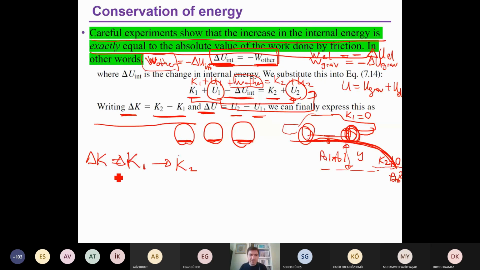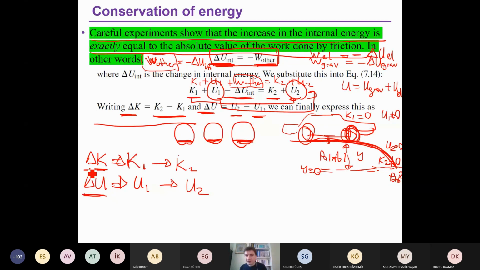What about delta U gravitational? Here, I don't have any elastic potential energy. In the delta U, I only mean the change in the gravitational potential energy. Here I have U1 and here I have U2. Here at the beginning I have U1, which is different from 0. Let's consider this is Y is 0. Then here in the second case, gravitational potential energy is 0. So I have change in the gravitational potential energy. I have change in the kinetic energy.